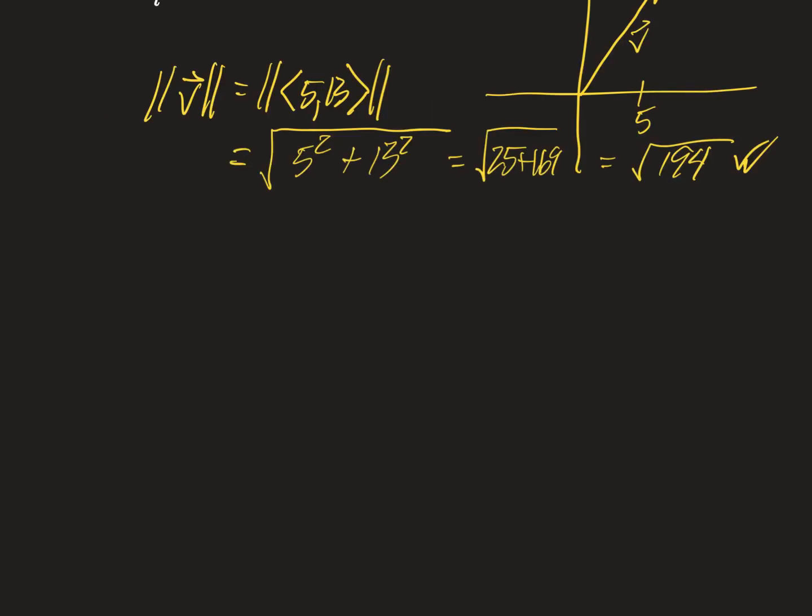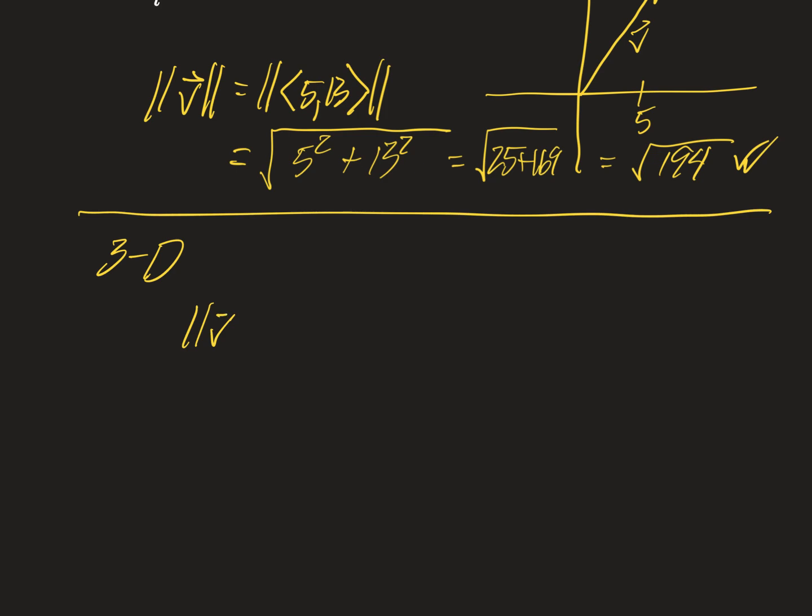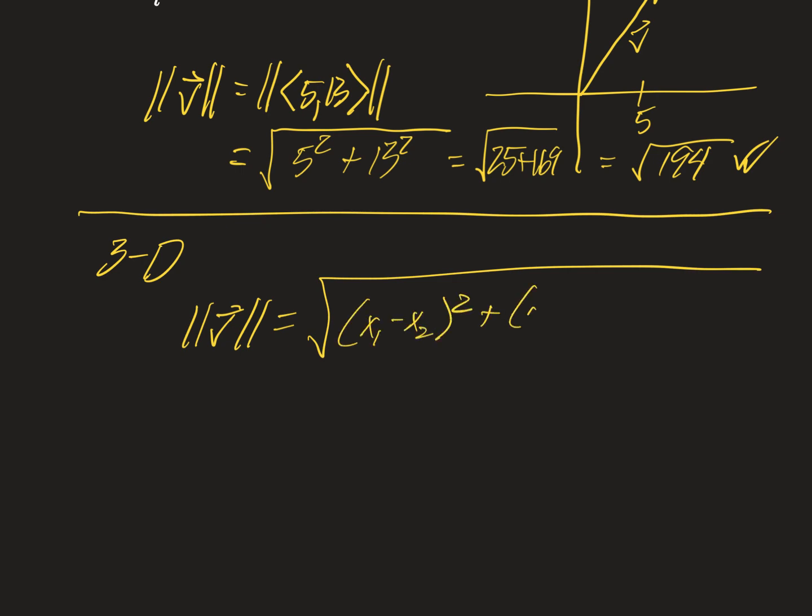Now, there's one more thing that we need to discuss, and we can do this in 3 dimensions. So 3D. So you could say the magnitude of a vector in 3D, it would be the extended Pythagorean theorem, so x1 minus x2 squared plus y1 minus y2 squared plus z1 minus z2 squared, all under a square root. And that's if you had initial and terminal points.